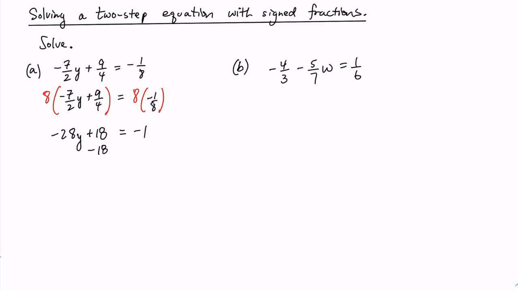So let's subtract 18 from the entire sides. And notice your new equation is negative 28 times y is equal to negative 19. Divide the entire sides by negative 28. Now your final equation says y is equal to 19 over 28. 19 is a prime number, so this is a reduced fraction. Notice your answer is an equation.